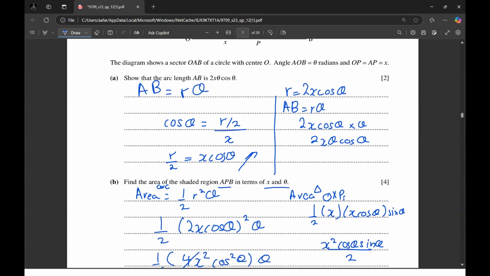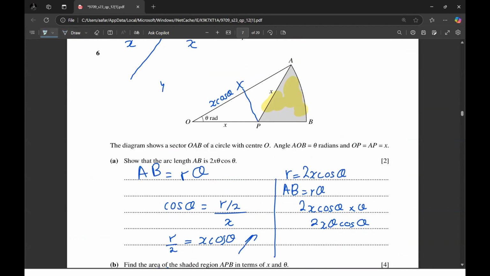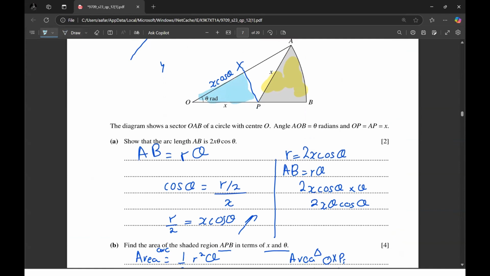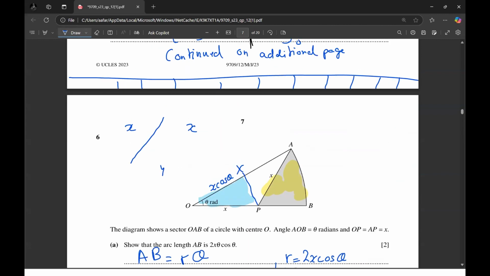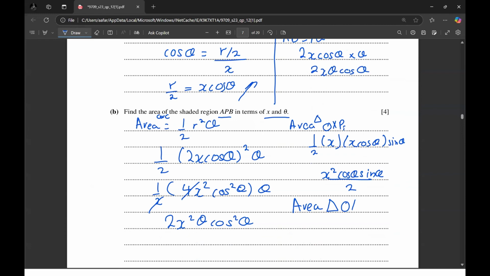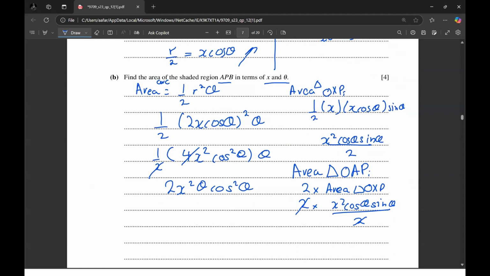So now this is the area of one right angle triangle, and we need to find the area of the whole isosceles triangle. We just multiply by 2. So area of triangle OAP will be equal to 2 into area of triangle OXP, which is x squared cos theta sin theta over 2. So 2 cancels out. So we get x squared cos theta sin theta.